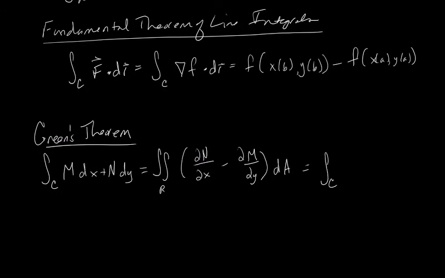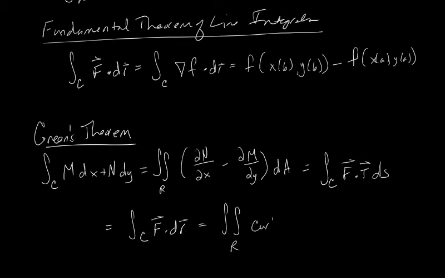the integral over c of F dotted with T ds, which is equal to the integral over c of F dotted with dr, which is equal to the double integral over R of the curl of F dotted with k dA. Okay, that was exciting. Lots of equivalence there, right? Okay, but we're not quite done yet, right?